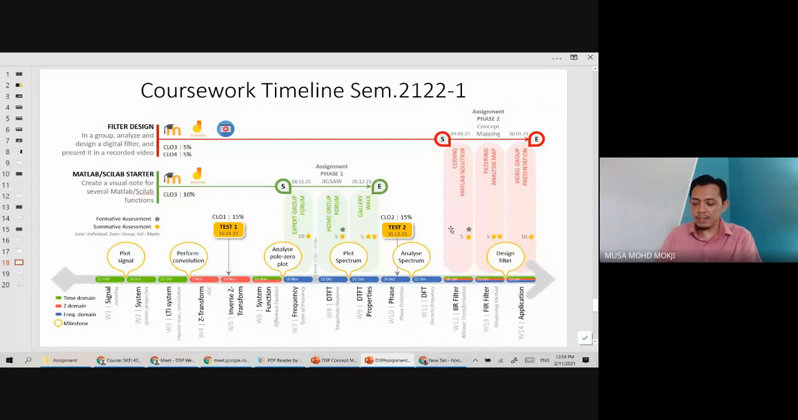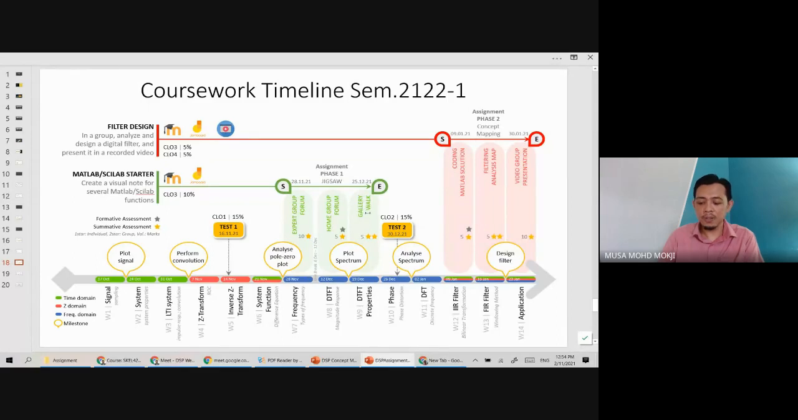The assignment is, the first one, we call it a jigsaw. Okay, if you look here, this is an expert group forum. So you need to get involved in a forum. This is a home group forum. This is another forum. And this is what we call a gallery walk. Gallery walk, I will explain this later.